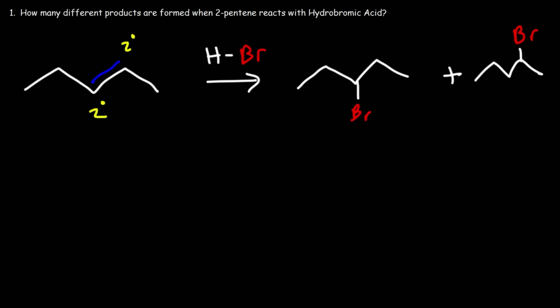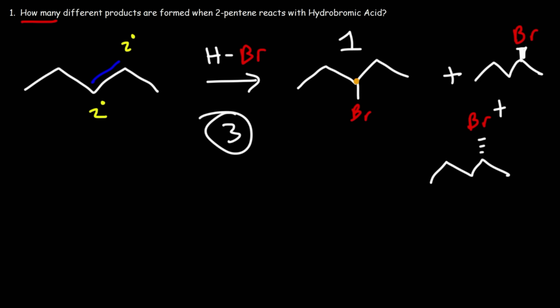Now, the goal of this problem is to determine the number of different products. So we need to take into account stereochemistry. This carbon atom is not chiral because we have two identical ethyl groups. So therefore, we only get one product of this type. Now, 2-bromopentane does contain a chiral center. This carbon has 4 different groups. It has a bromine atom, a hydrogen, a methyl, and a propyl group. So this is a chiral center, which means we can get 2 different stereoisomers of 2-bromopentane. So taking stereoisomers into account, we get a total of 3 different products.